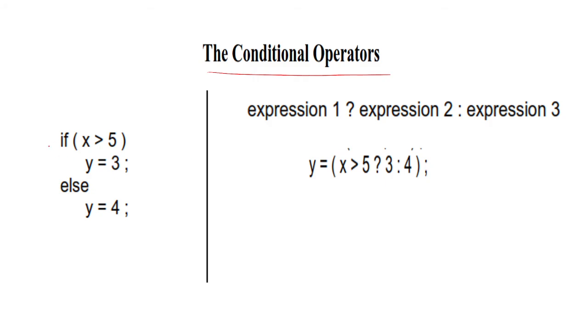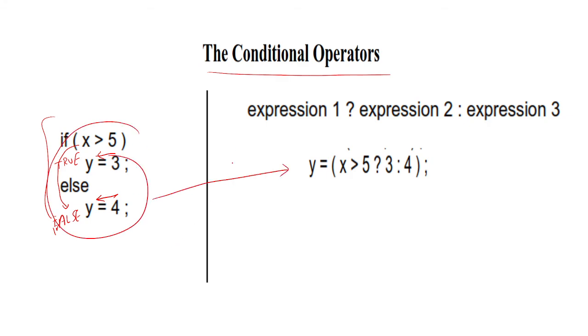Let's check a program. Here we can see an if condition is given: if x is greater than 5, meaning if this condition becomes true, it will give a value 3 to y. But if this condition becomes false, then 4 will be assigned to y. So we can write these 4 statements in one expression only by using the conditional operator.